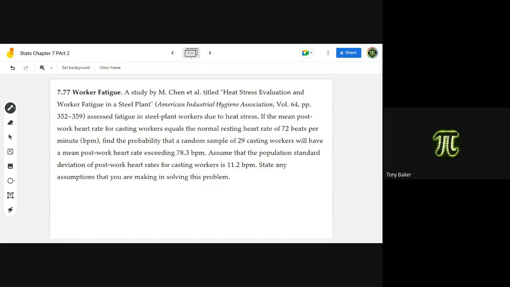All right. So what's the standard deviation of my sample? What was it? So we did 11.2, and we have to divide that by what? Square root of 29, so you should get 2.08. All right, so my new standard deviation of my samples is 2.08. Okay.